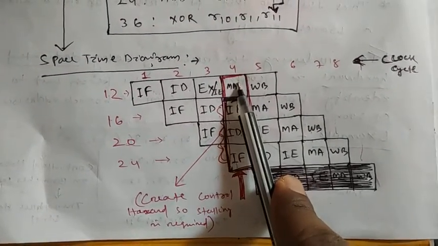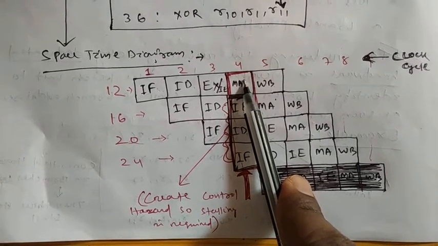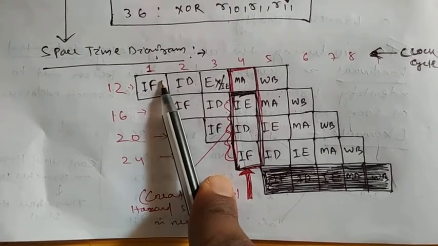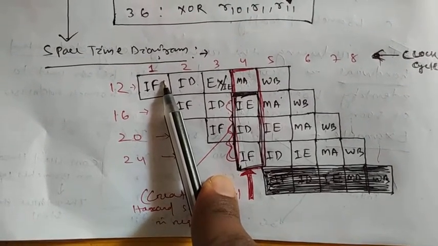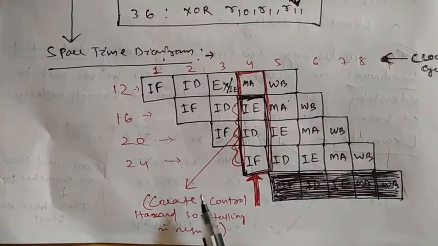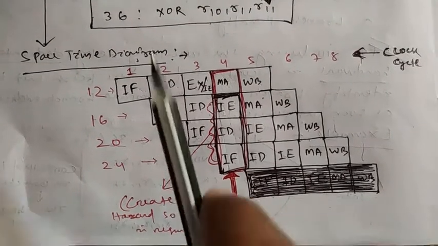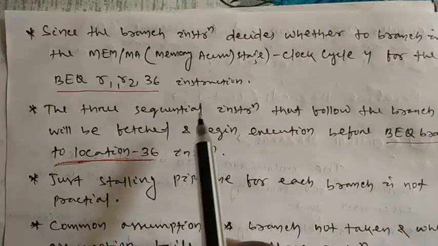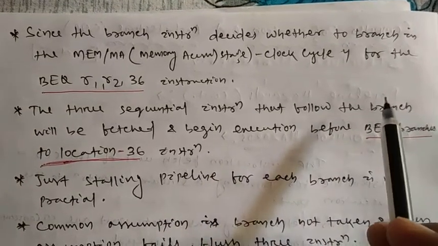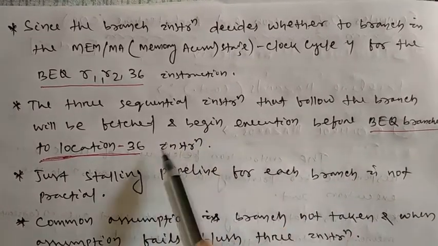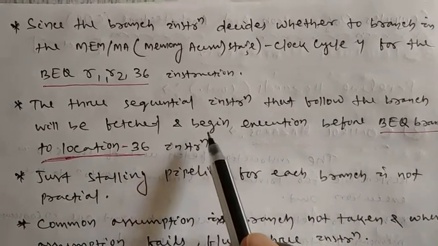If the pipeline knew before the second instruction that it is a branching instruction, then there would be no problem, or there would be no control hazards. Get it, everybody? So let's go through the theory, then you can easily understand. Look at what we see here. As for the example, the branch instruction decides whether to branch in the memory access or memory execution clock, for the BEQ R1 R2 36 instruction.